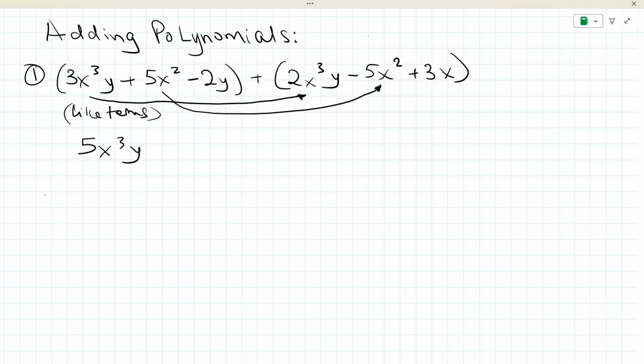So that's it. Then next, we have minus 2y plus 3x. Those are two unlike terms, so they remain as they are. So we have minus 2y plus 3x, and that is what we get as our final result.